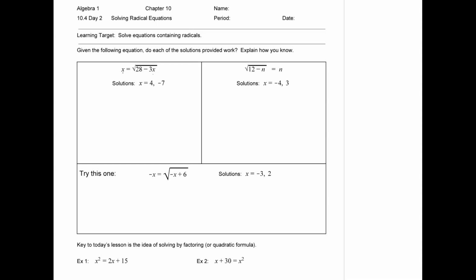Hello everyone. Today we are going to continue solving radical equations, but we're going to see that we're adding in something that is a little tricky today. We have a couple problems to start with before we get into the actual problems for this section. The first thing that we are going to do is actually just check answers.